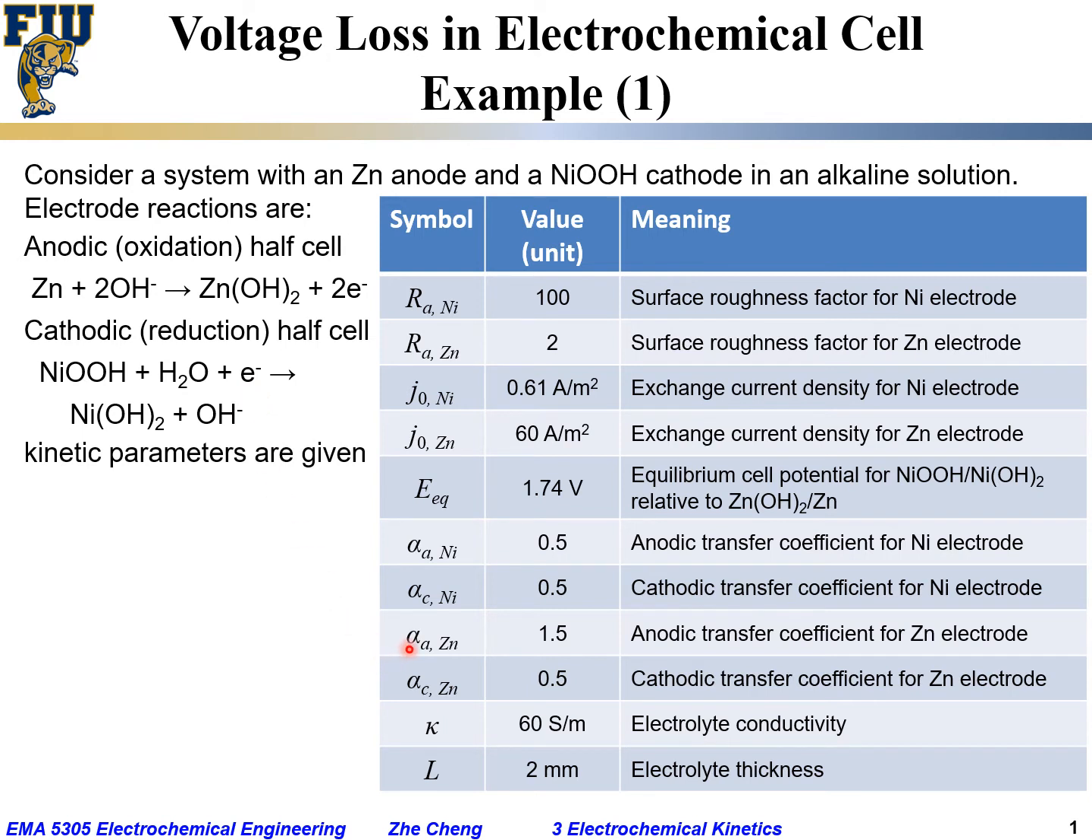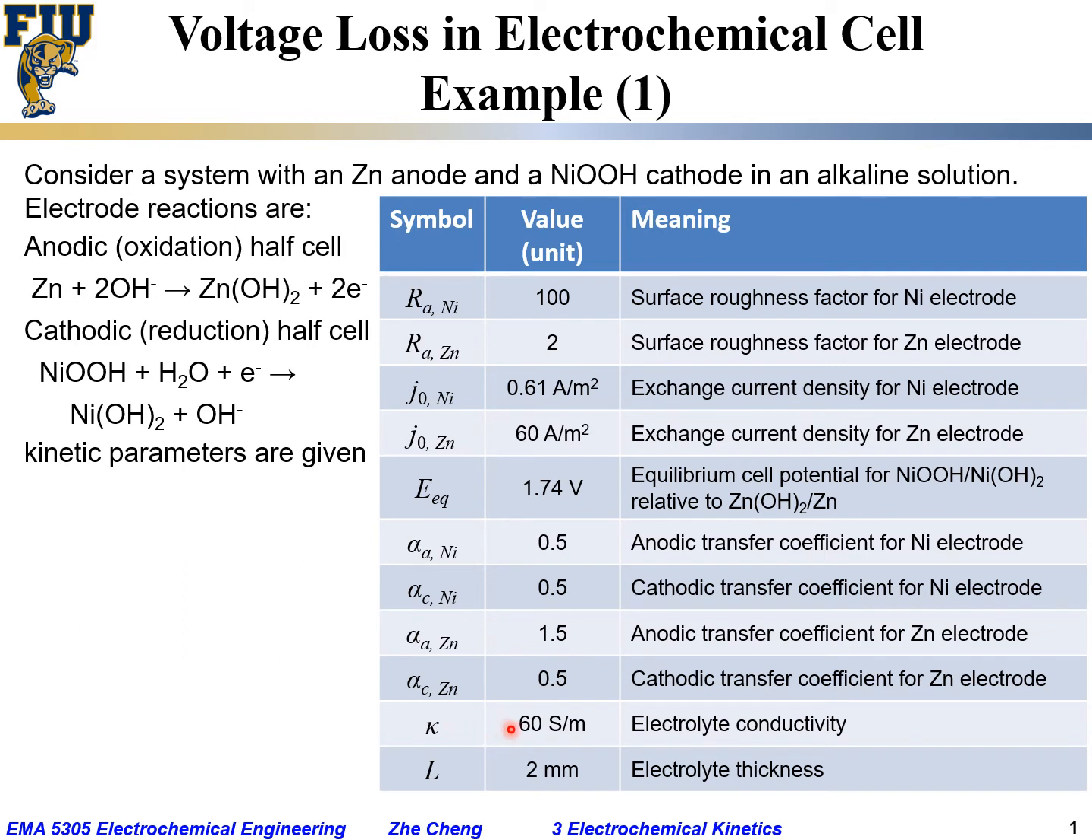On the other hand, alpha A zinc and alpha C zinc are for the anodic and cathodic transfer coefficient for the anode or the zinc electrode. And here the two numbers are slightly different, 1.5 for anode and 0.5 for cathode. And again, if you add these two numbers, they should give you 2, which is the number of electrons transferred for the anode or the zinc half cell reaction. Okay, and again, it's beta times n that gives us the alpha C for this number.